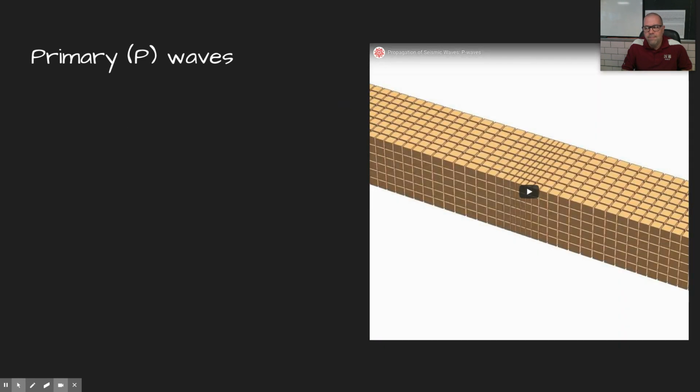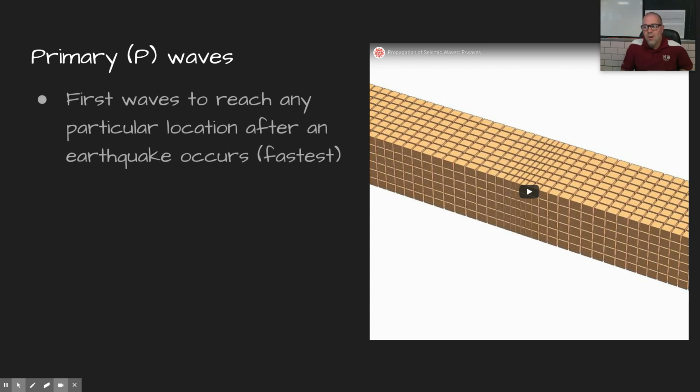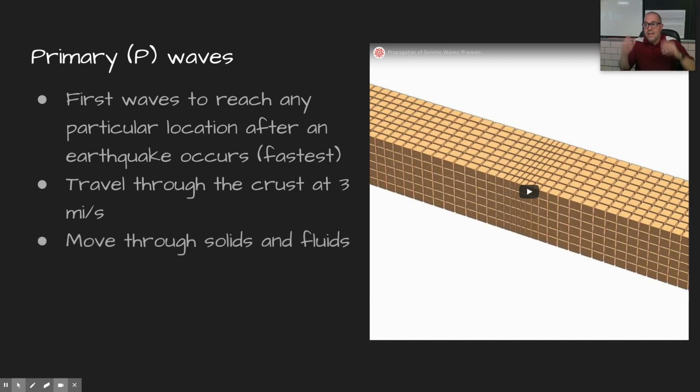Well, we're going to start at the beginning, right? The first waves that come from an earthquake that will reach a given area are called the P waves, or the primary waves. The primary waves are the fastest. They travel the fastest of all three of the seismic waves that we're going to talk about. They travel through the crust at a speed of 3 miles per second. Okay, 3 miles per second. They move through solids and liquids or fluids, so they'll move through any material.